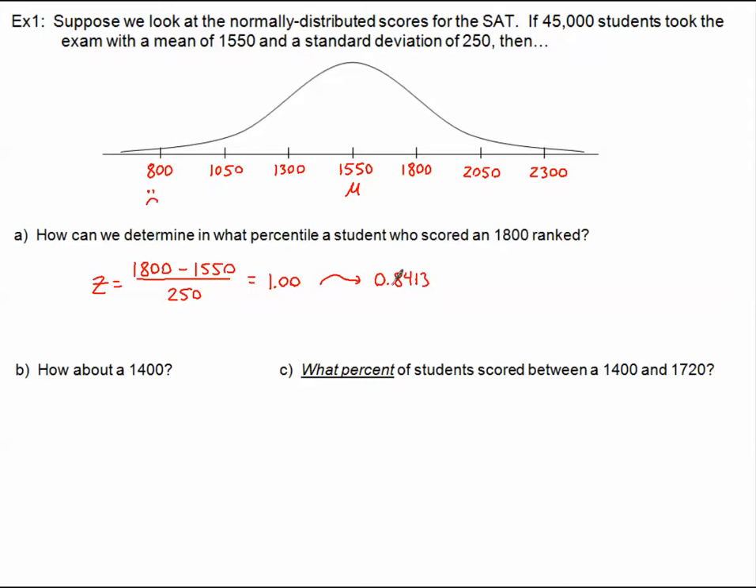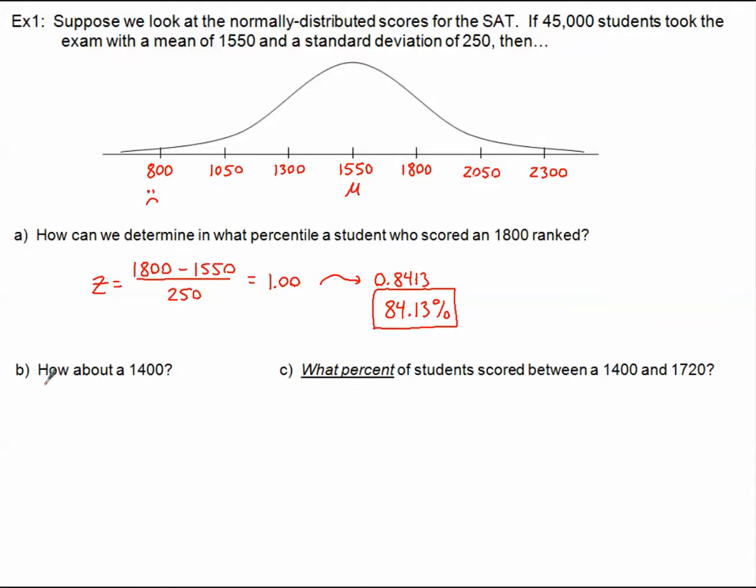So this corresponds to 0.8413. Now this is the probability. Probabilities are measured out of 1. If we want a percentage, then of course we would multiply by 100 and we'd have 84.13%. So what that means is somebody who scores an 1800 on the SAT, at least given this data, scores better than 84% of the people that took it. So that's not too bad.